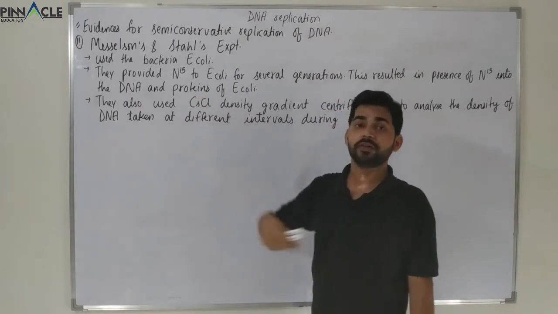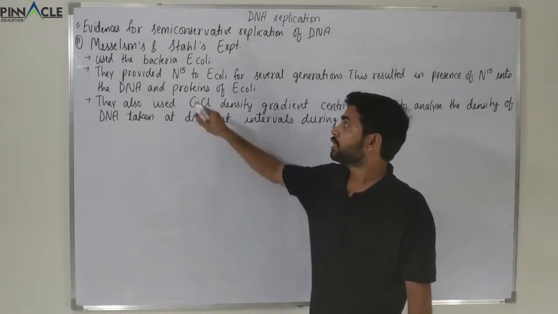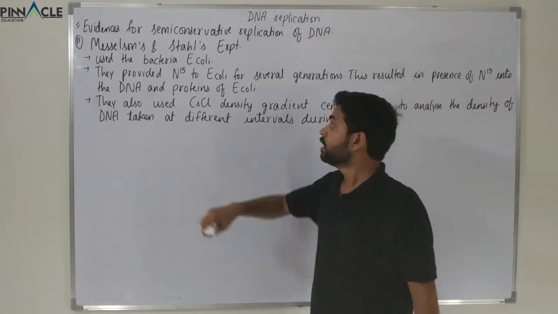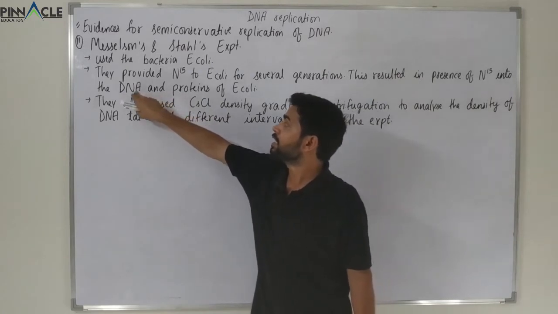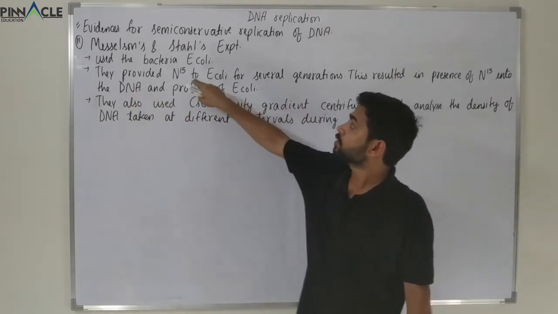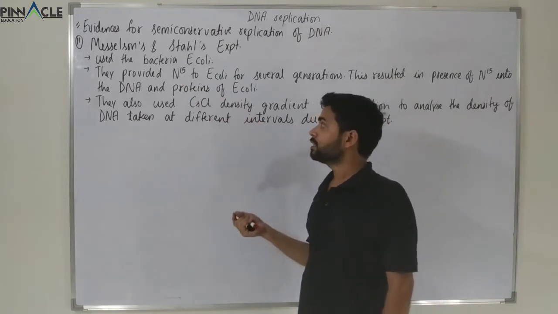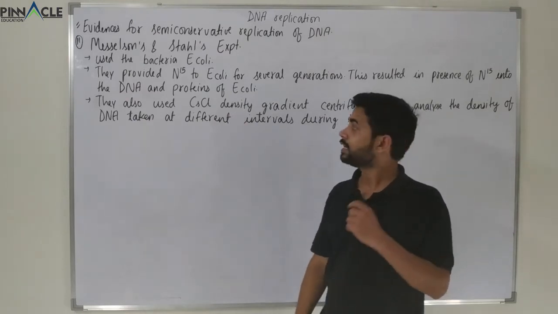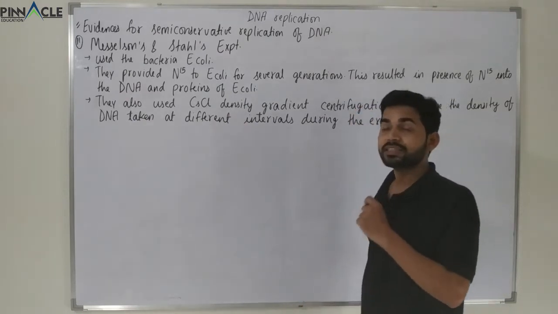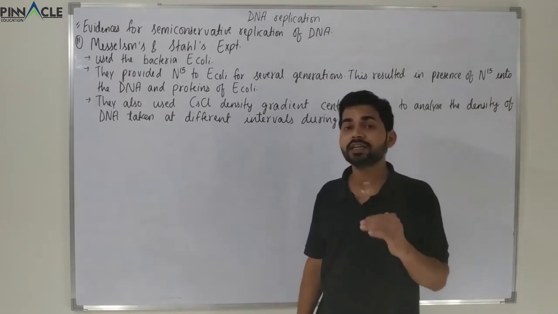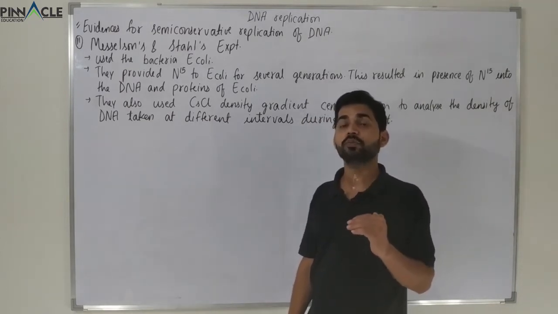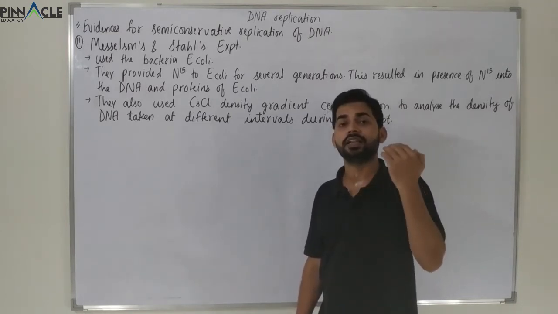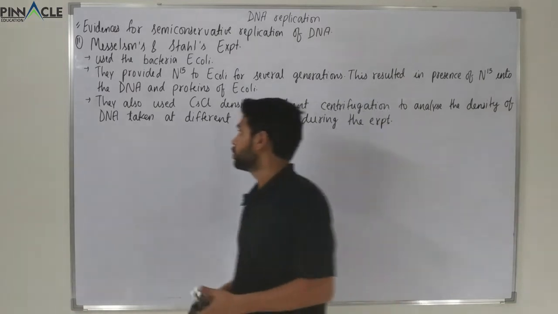Apart from that, every organism is made up of proteins also, and proteins are made up of amino acids, and every amino acid must contain nitrogen, at least one. So every protein and every DNA nucleotide will have N15 because N15 was provided for several generations. And then they used CsCl, that is cesium chloride density gradient centrifugation. This results in the heaviest type of material at the bottom of the test tube after centrifugation. If it is of intermediate density, it will be above that, and if it is even lighter, it will be above that also.